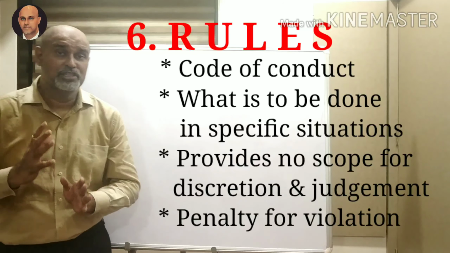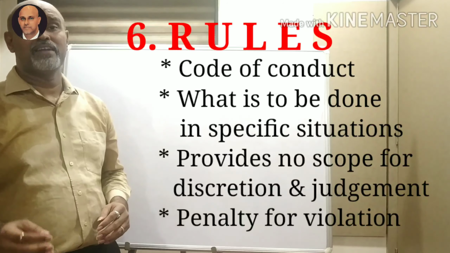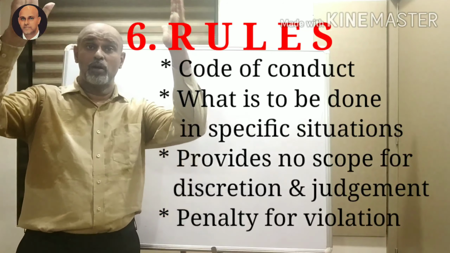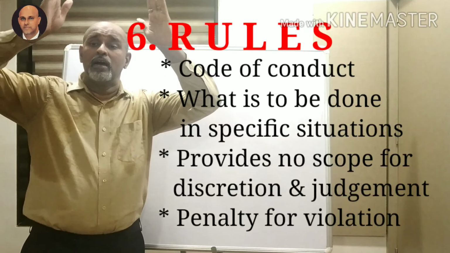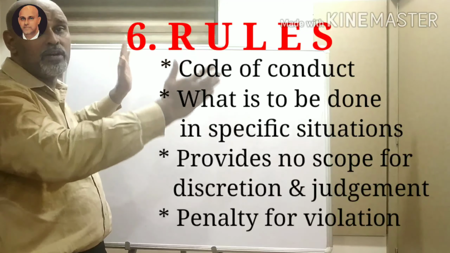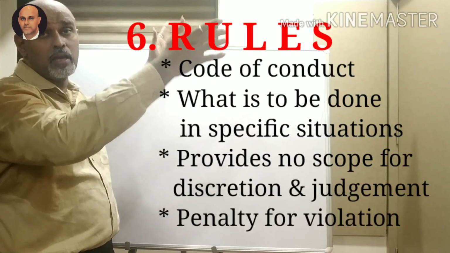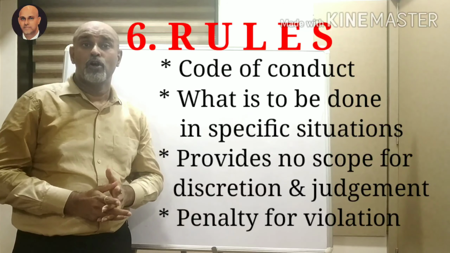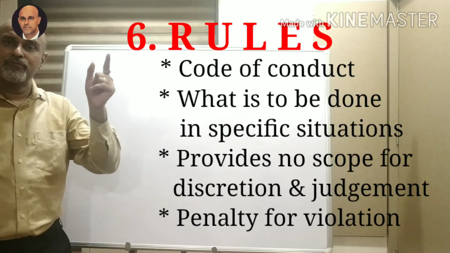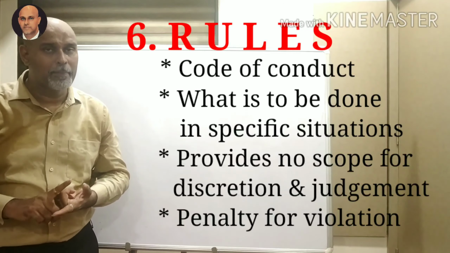Okay, from here we shift to the next type of plan, which is a rule. When we say the word rule, it means it has to be followed. For example, there is a board in a restaurant: no smoking, no outside eatables allowed. So this has to be followed, and if you don't adhere to this, you will be penalized.